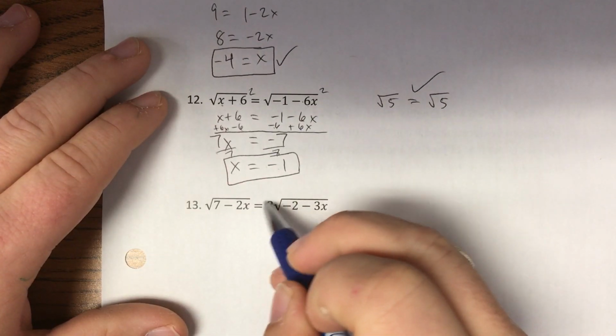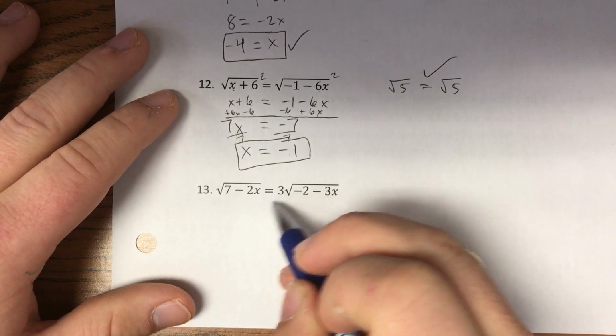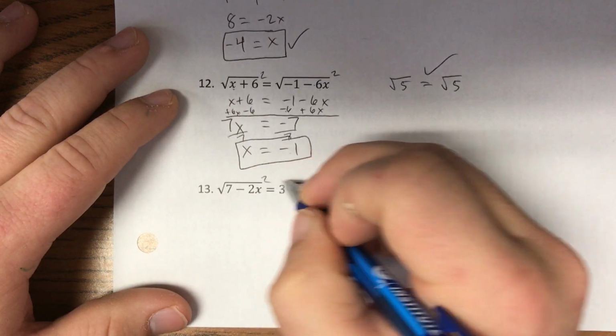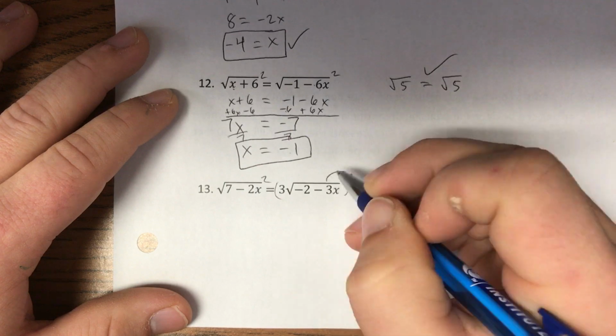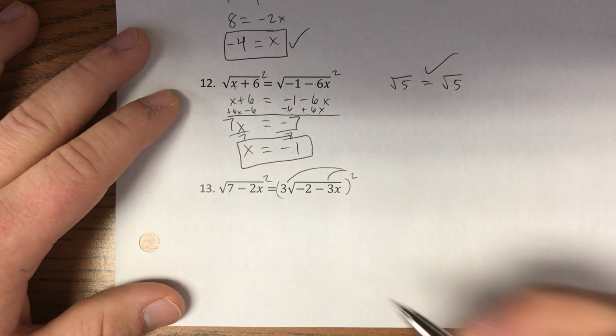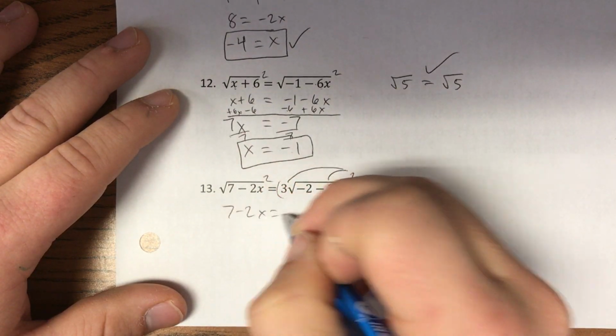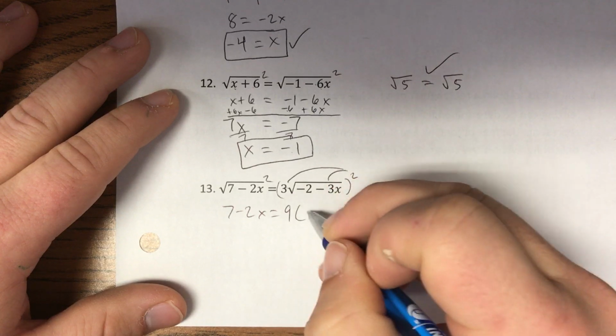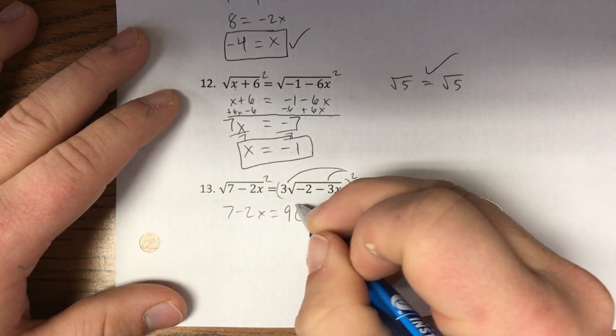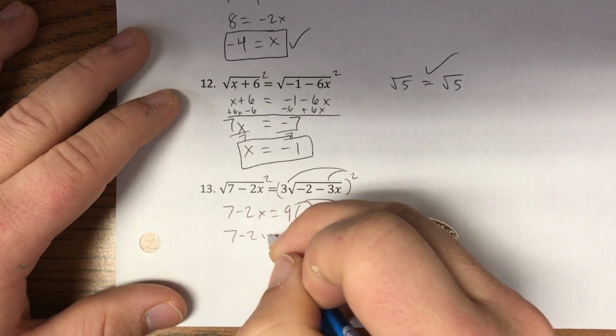All right, I can't really get rid of this 3 because I can't multiply it inside. I can't divide it to the other side, so we'll go ahead and square both sides. This square is going to go with the radical and the 3. And so we've got 7 minus 2x equals 3 squared, which is 9. -2 minus 3x. We'll distribute this 9.